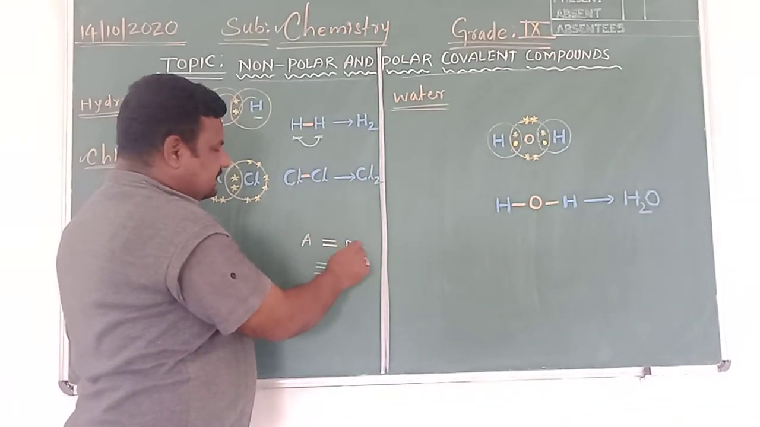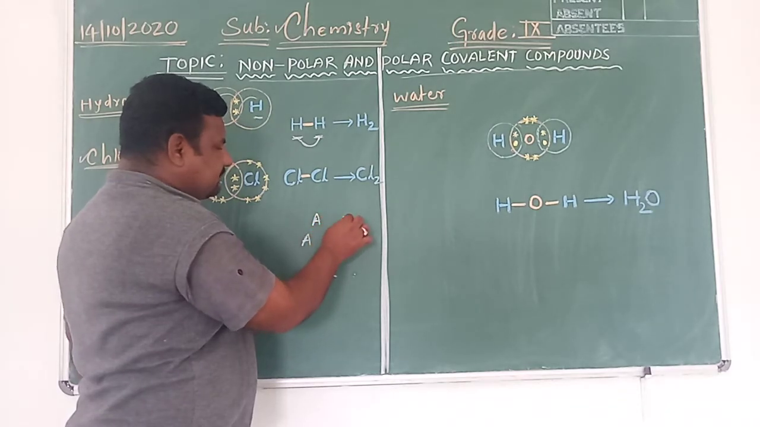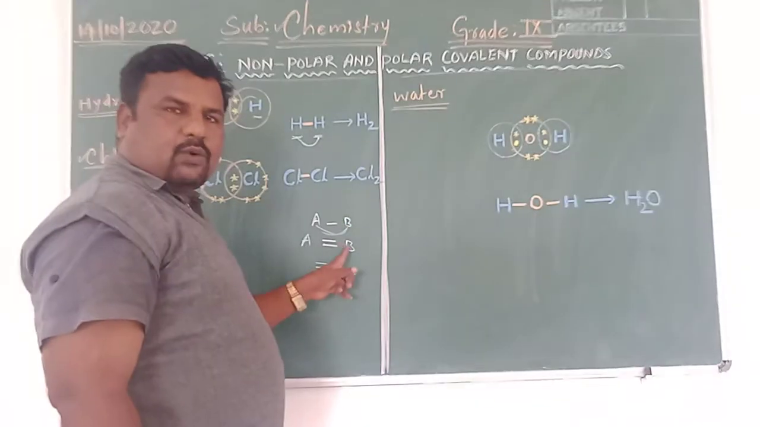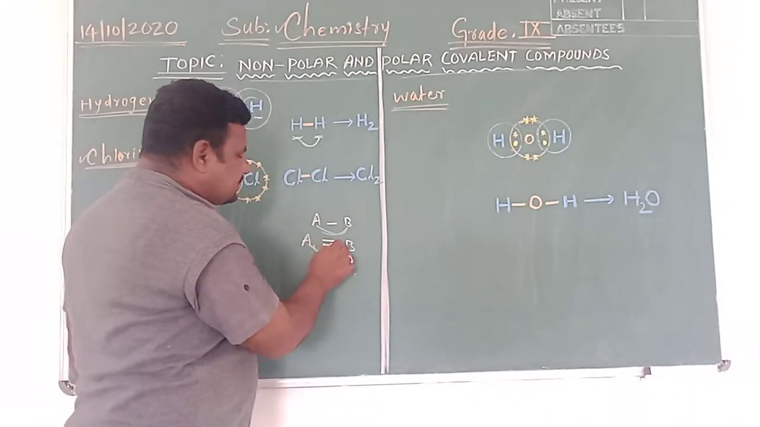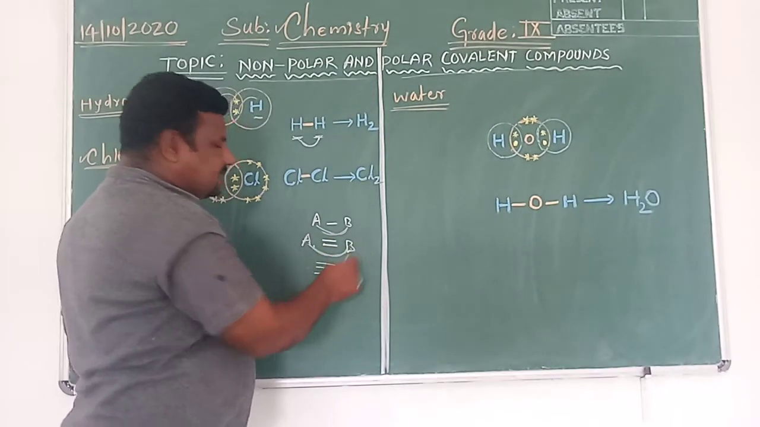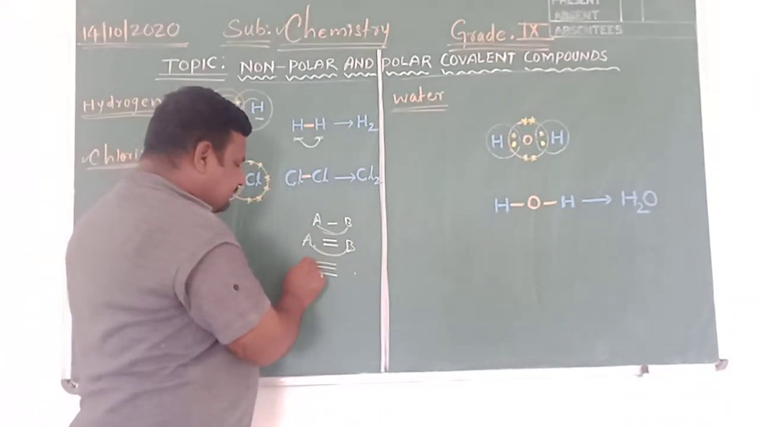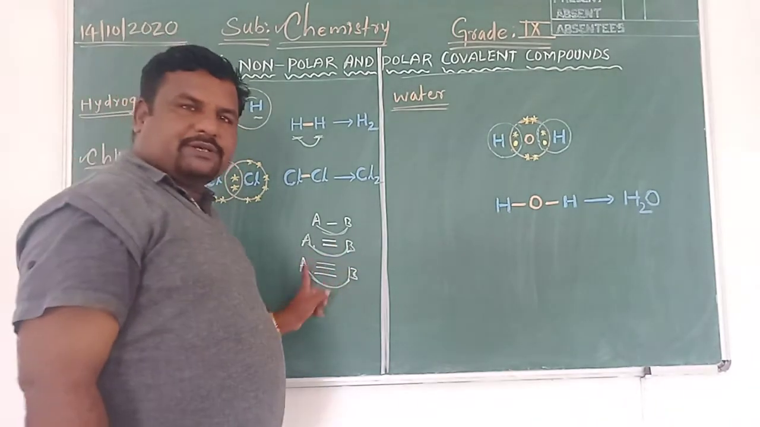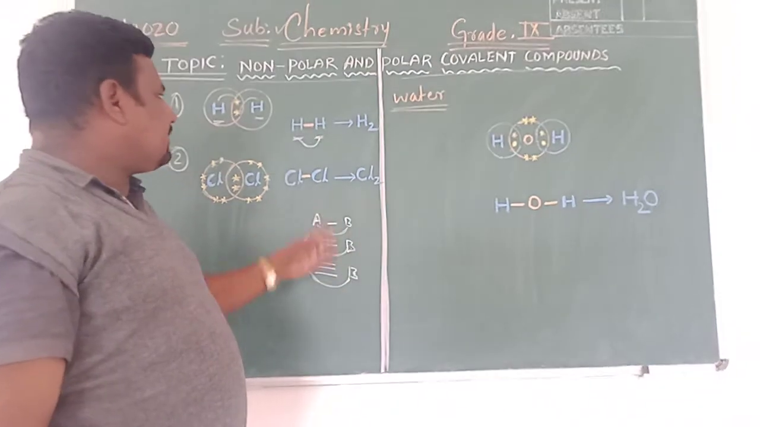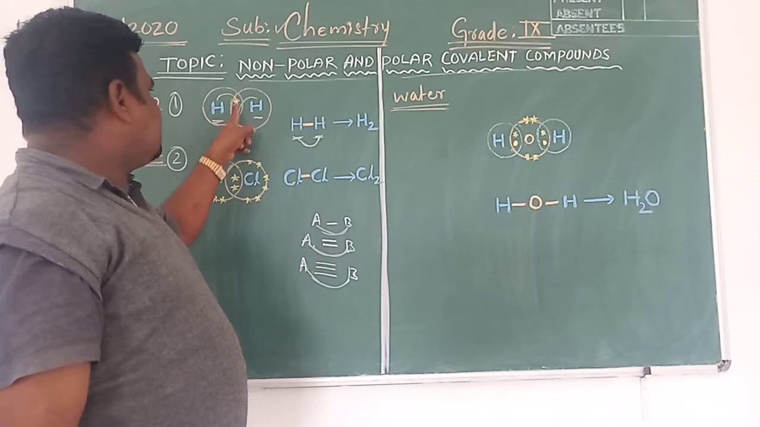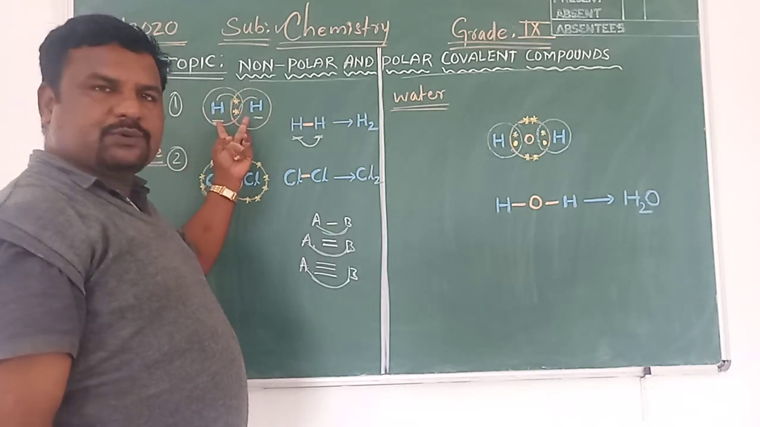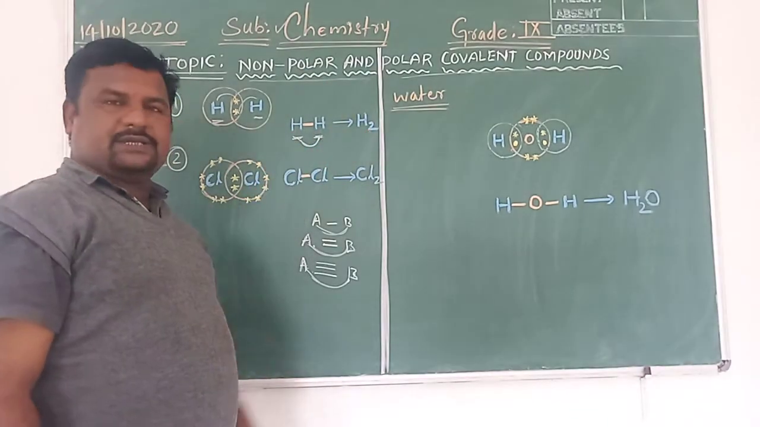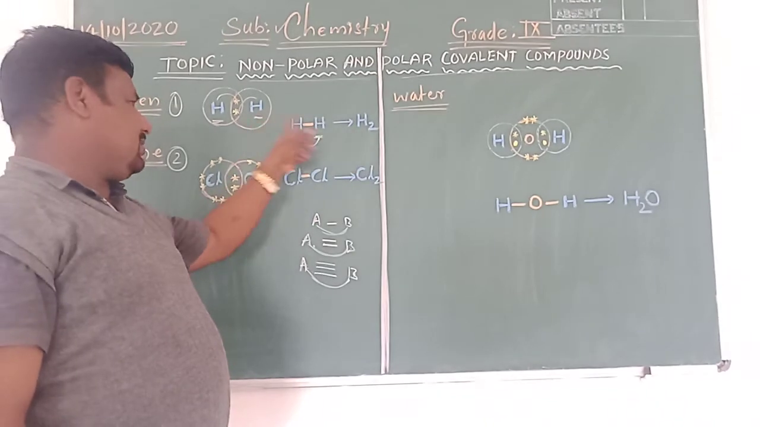Suppose here is one atom, another atom. This short line separating these two indicates a single covalent bond. Here the double short line denotes that the bond between these two atoms is double covalent. These three short lines denote the triple covalent bond between these two atoms. So these three are available. In this way, by equal sharing of electrons between these two identical atoms, what happens? H plus H becomes H2, the formation of the hydrogen molecule.